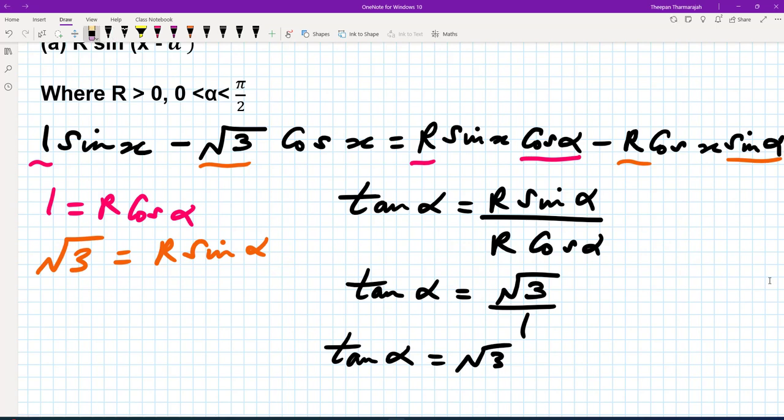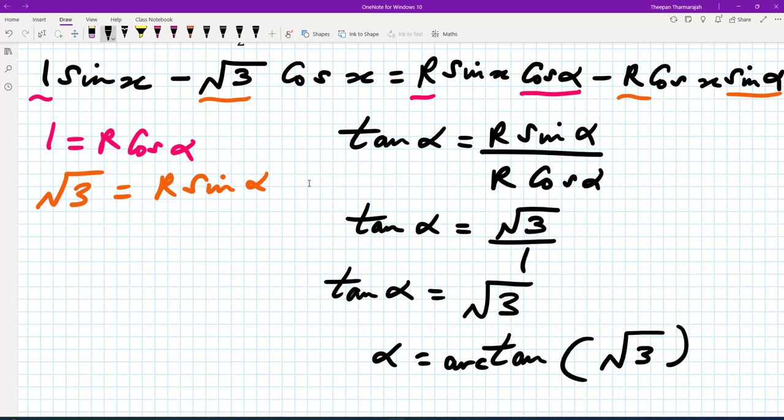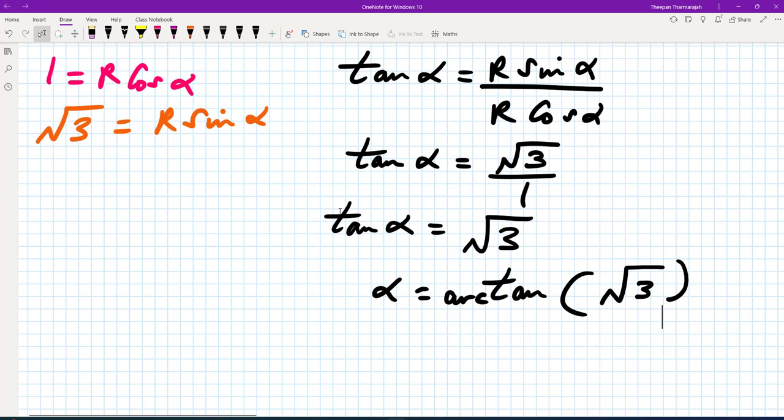This is a well-known exact value that you should be familiar with. When you arctan that, you get 60 degrees if it was in degrees, but we're in radians. So 60 degrees is pi over 3. So it's arctan of root 3, and we're in radians, so that's going to give me pi over 3 radians. The little c means radians.